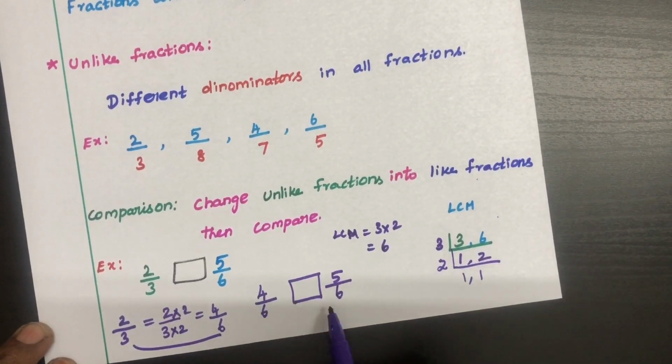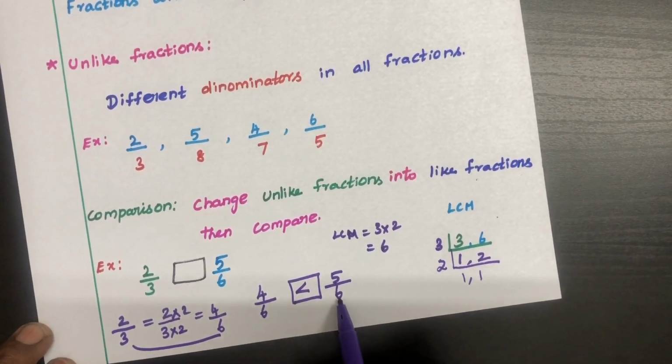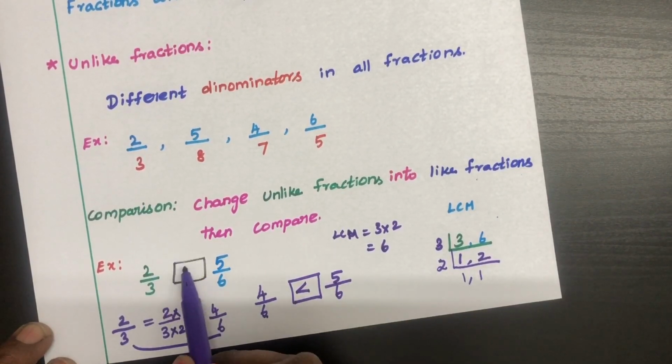See, like fractions. Which is greater here? See the numerator, 5 is greater than 4. So 4 is less than 5, and 4 by 6 is less than 5 by 6. Since 4 by 6 is equal to 2 by 3, 2 by 3 is less than 5 by 6. That's all.